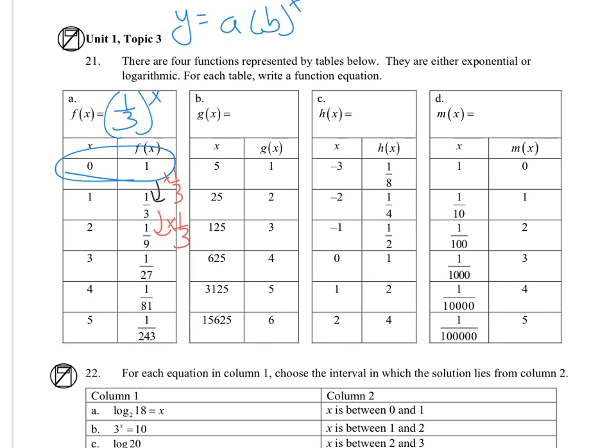For b, I see that we're multiplying here on the x values, which means it's a logarithm. And that value that we're multiplying by is going to be our base, so that is log base 5 of x. So then for c, multiply by 2, multiply by 2. Here's our initial value, so this is 2 to the x.